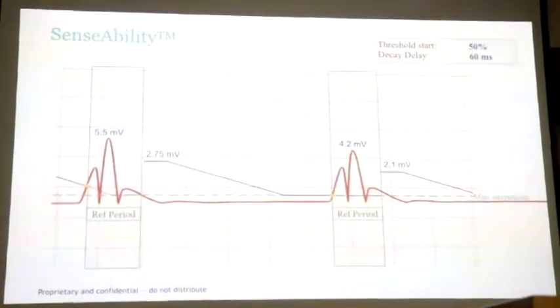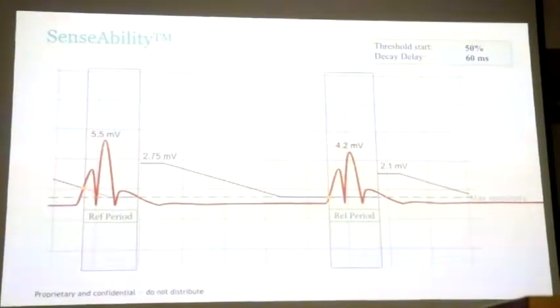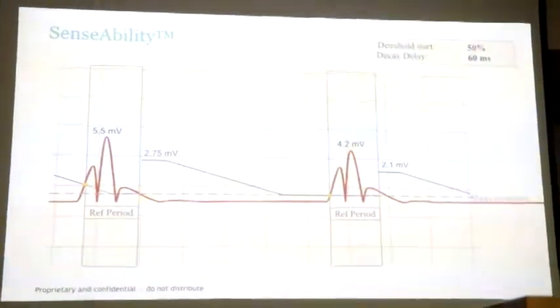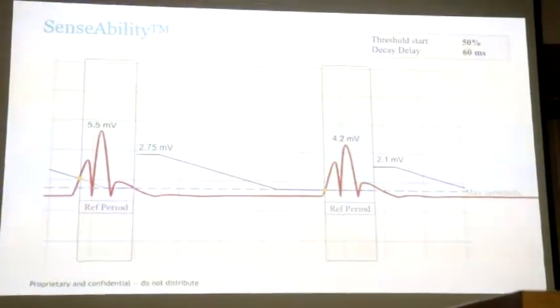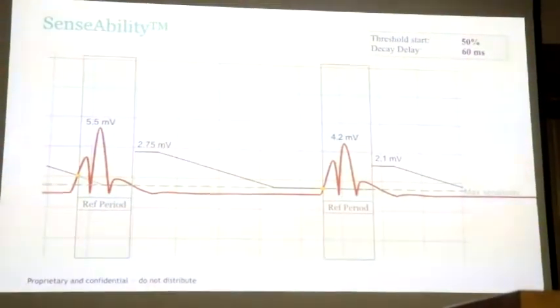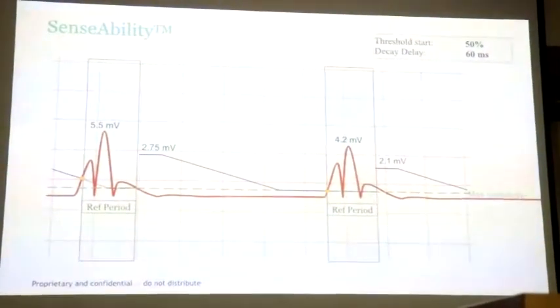When it detects an R wave, it initially starts a refractory period. The refractory period is normally 125 milliseconds. I'll show you where you can find that in the program. Very occasionally you might need to change it.